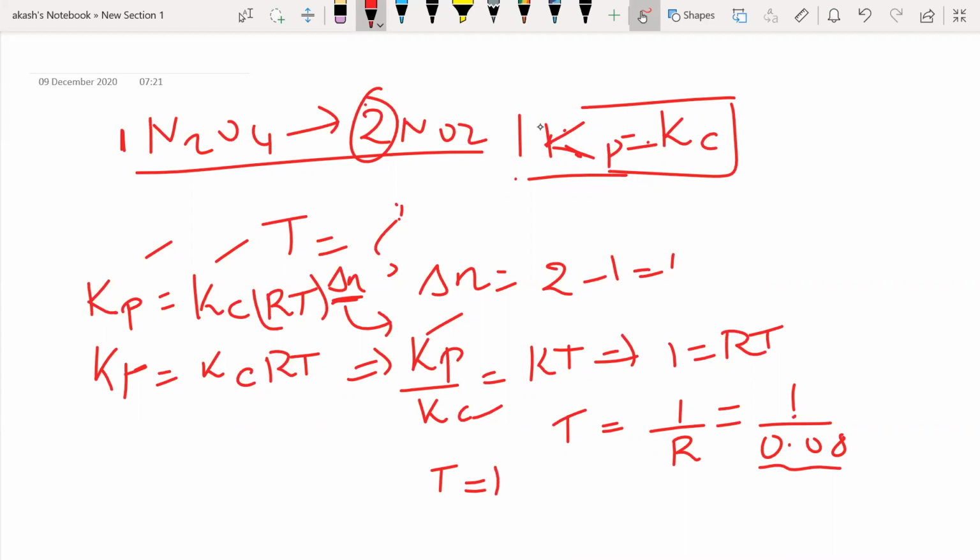So it will be 12.18 Kelvin, approximately. We said approximately 12.5, but 12.18 Kelvin is the answer. Pretty easy. It's just formula substitution. But if you don't remember the formula, nobody can help you.